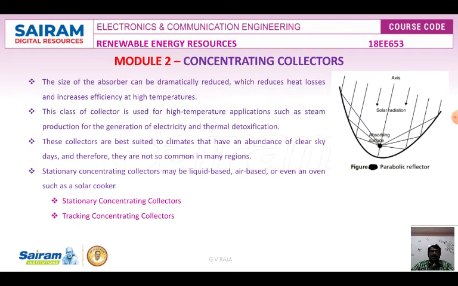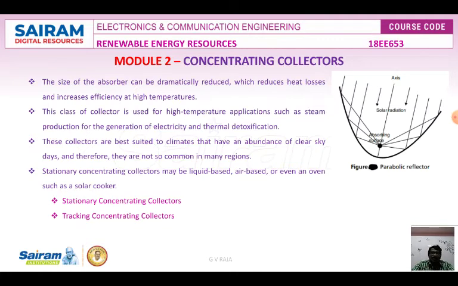Another advantage is that it reduces the heat losses and increases the efficiency at high temperature. And one more thing is the cost. Compared to other kinds of flat materials, the reflector cost per unit area is very low. For solar cells the unit area cost is very high, and even in flat plate collectors it is very high. But in a parabolic reflector, the cost per unit area is less than the other collectors.